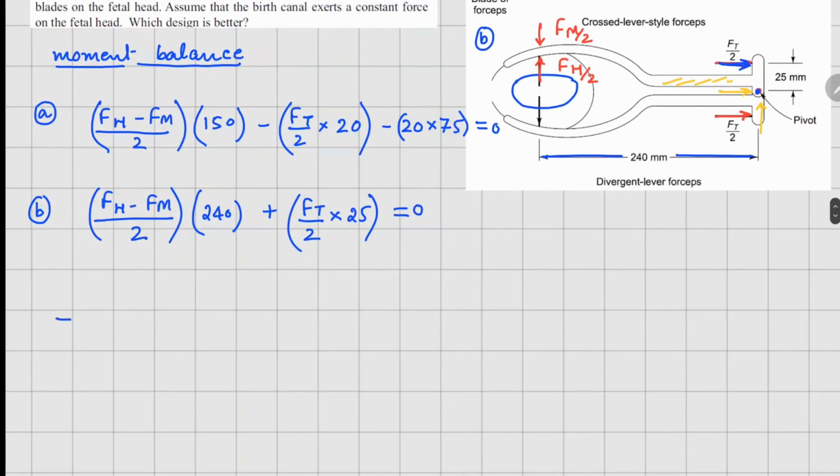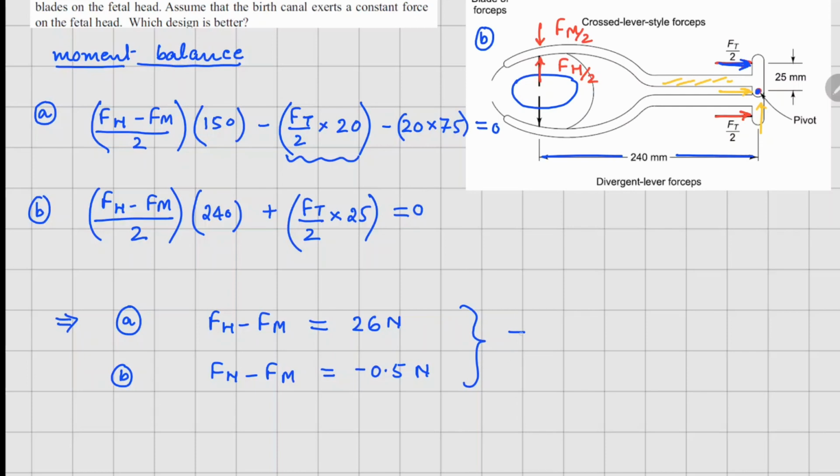Now from these equations for case A, if I solve Fh minus Fm, if I substitute the value of Ft equals to 120 here, this comes out to be 26 newtons, and in the second case Fh minus Fm comes out to be only 0.5 newtons. So what does this mean? It means the force on the head of the baby, which is Fh, is in this case increased by 20 newtons, whereas in the second case the force coming from the canal is reduced by 0.5 newton.